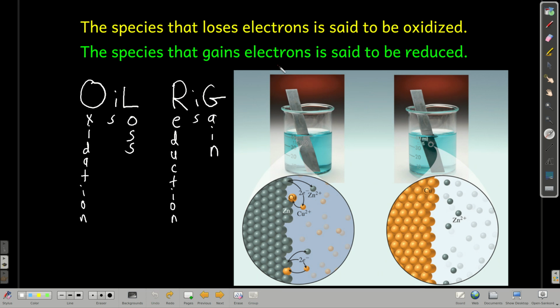Now, some terms. Whatever is losing its electrons, we say it's oxidized. Whatever is gaining electrons is reduced. There's a mnemonic that helps me to remember it. It's OIL RIG. It stands for oxidation is loss of electrons, reduction is gain of electrons. So remember what oxidized means and what reduced means.